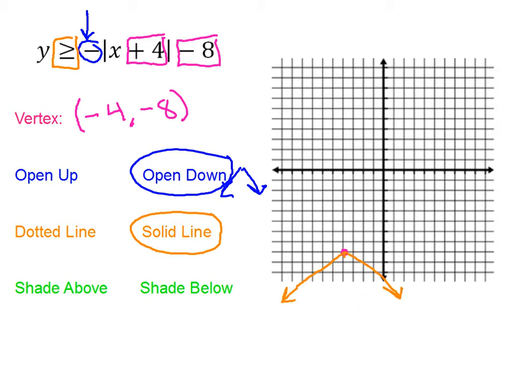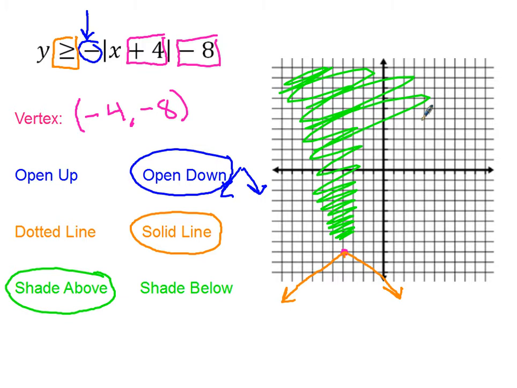And lastly, determine whether or not you're going to shade above that function or below the function. Our y values need to be greater than all of this information, so we're going to shade above our function that we graphed. Beginning at the vertex, above means going up, so I'm going to shade on this side of my function graph.